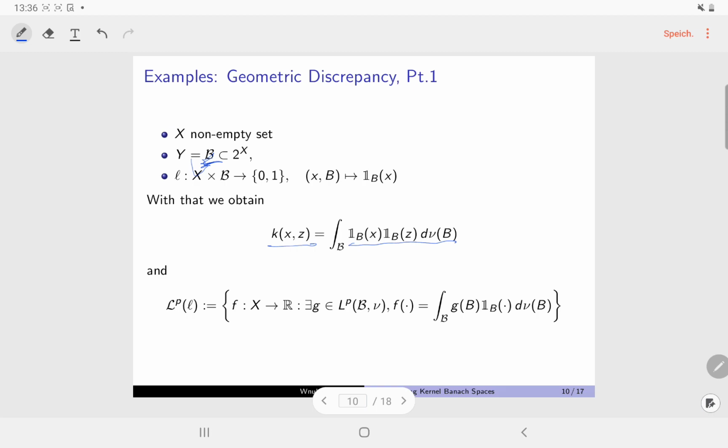So having defined X, having defined B, having defined L, we may define the space L^p of L. So those are just all functions f from X into R, such that there exists a function g in L^p of B, such that f is the integral of g times the characteristic function.